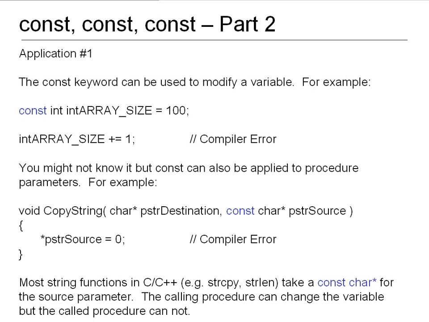Now, you might not know this, but const can also be applied to procedure parameters. So for example, CopyString(char* pstrDestination, const char* pstrSource). Now what that means is if you try to change the source parameter in any way, shape, or form inside that procedure, or any sub-procedures that it calls, you'll get a compiler error. Most string functions in C and C++, like strcpy and strlen, take constant char pointers for the source parameter. The calling procedure can change the variable, but the called procedure cannot.